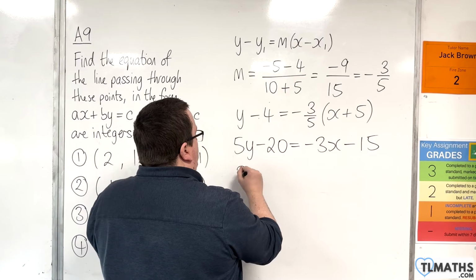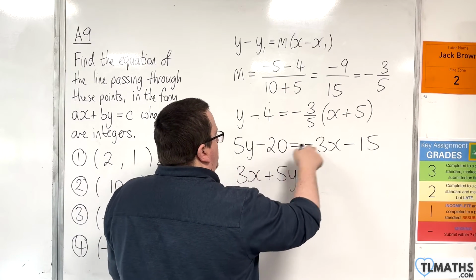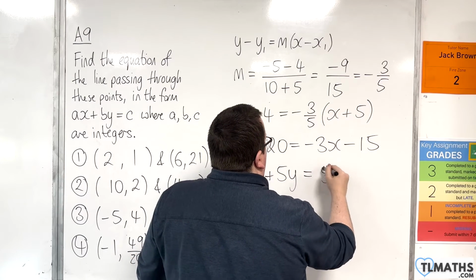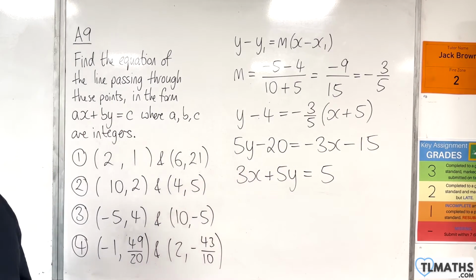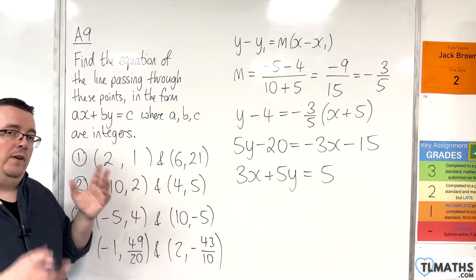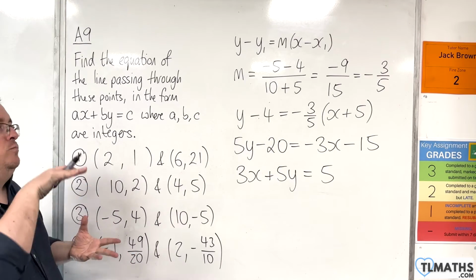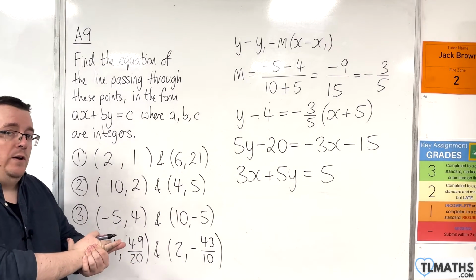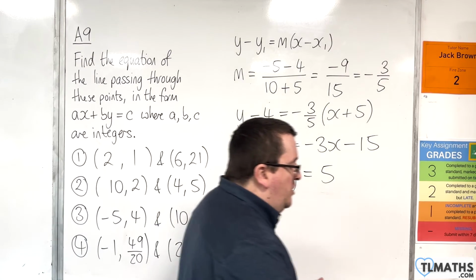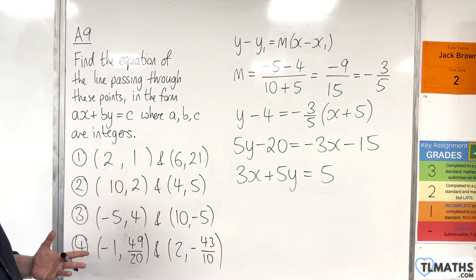Add the 3x onto the left-hand side, keep the 5y where it is, and add the 20 to both sides. So minus 15 plus 20 is 5. Now what you're going to start to see here is that the amount of lines of working required to get to the final answer is much more reduced than it is using the y equals mx plus c form. Okay, you can get to your answer much faster in general doing it this way.